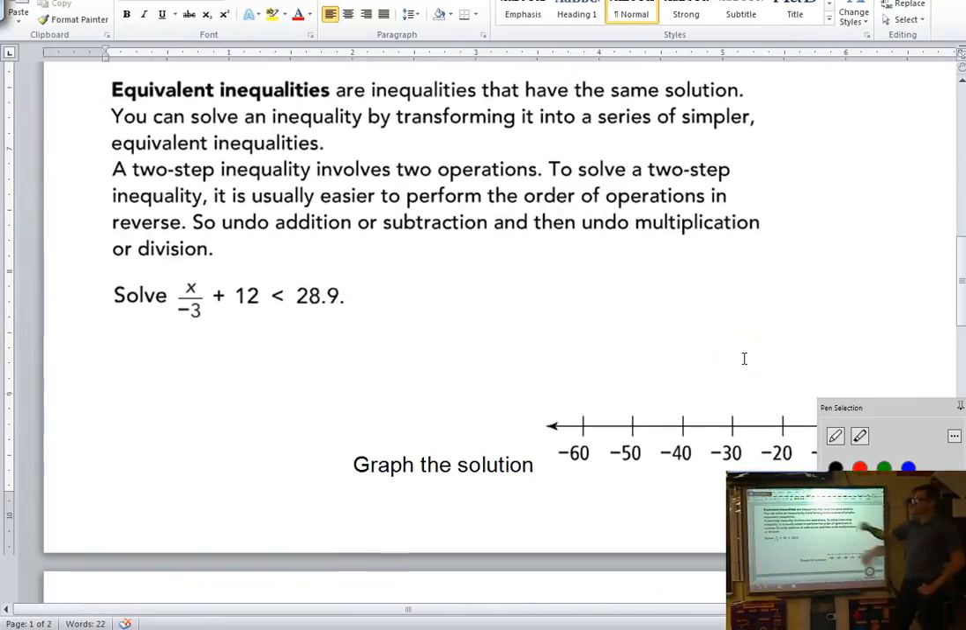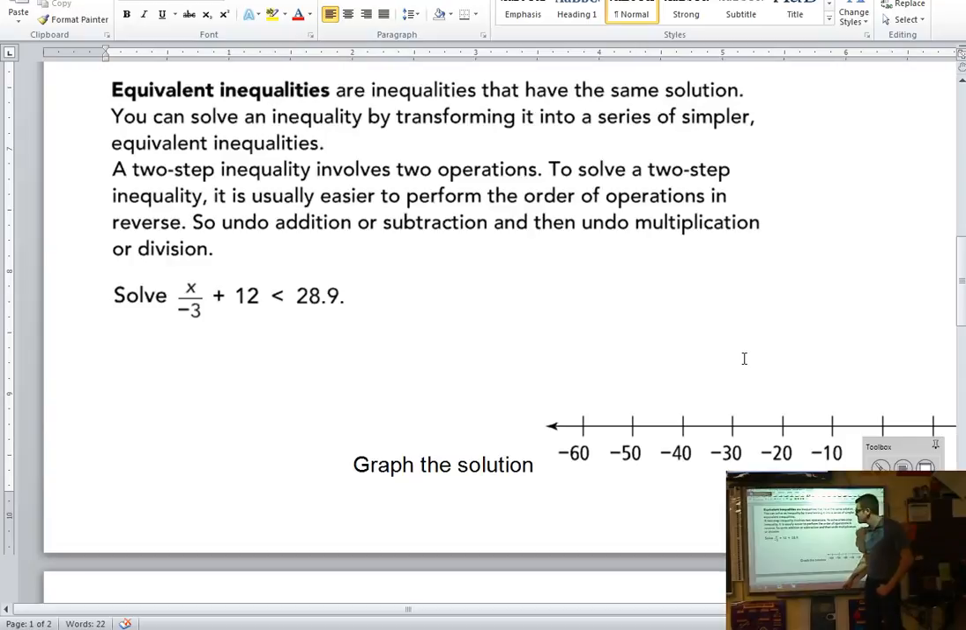So, try this one on your own. I'm going to give you 45 seconds. I bet you can solve it that quickly. Not that you have to, but I bet you can. If you're not confident with the graph, hang on for a second, we'll do that together. Bless you. 10 seconds.